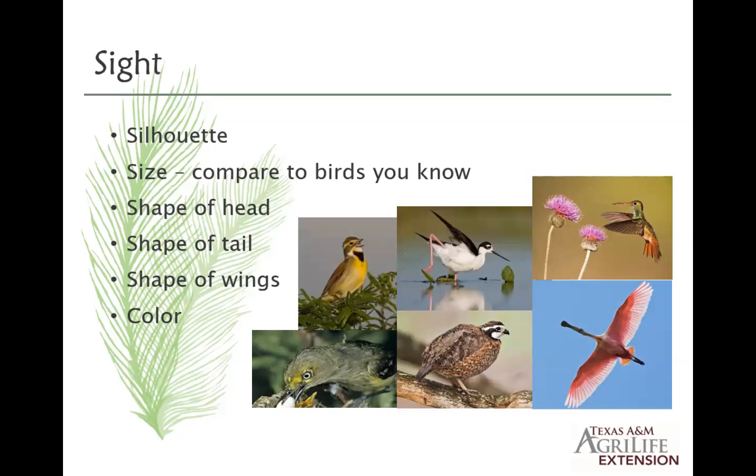Here's another example of different birds that you can use. The buff-bellied hummingbird in the top right corner looks much different than the roseate spoonbill with the long spatulate bill, large wingspan, and long legs. All are different characteristics you can use to make observations and notes to use later to identify those birds.